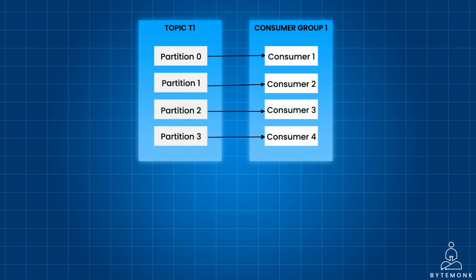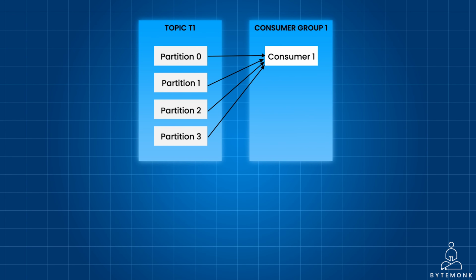So, when a consumer group contains just one consumer, it will get all messages from all partitions in the Kafka topic. When a consumer group contains two consumers, each consumer in the group will be assigned to half the partitions in the topic.